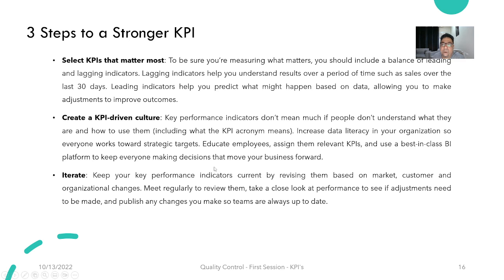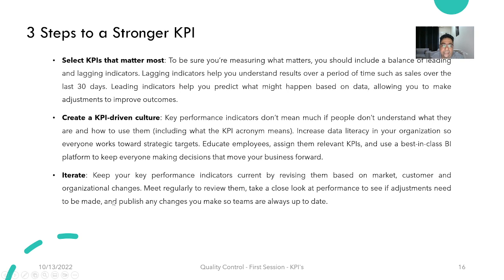So you give everyone a definition of the goals of your organization versus your organization's targets. When you make a KPI driven culture, you let each and everyone within your organization understand what the KPI is and how to use it.